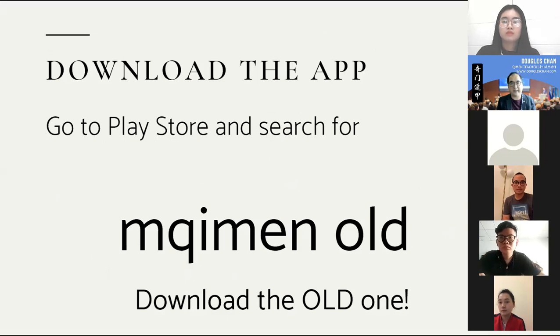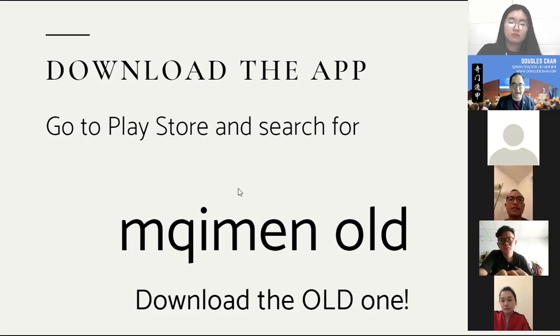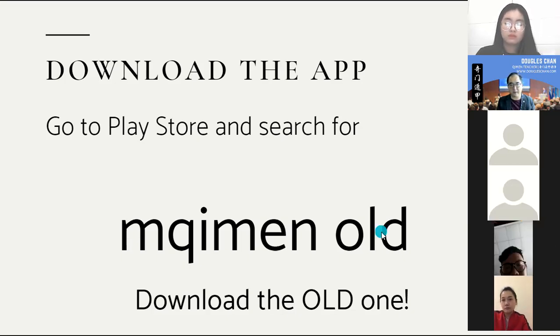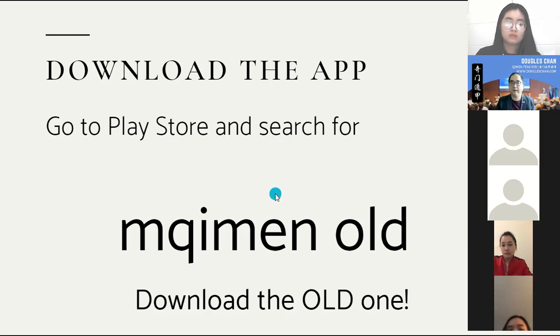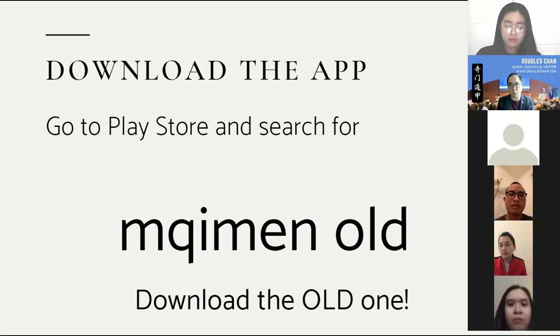Now I need you to get your phone and go search for this particular app. Whether you are an Apple user or Android user, doesn't matter. Just go to the respective place and download Qimen. Download it, but do not try to play with it first. Just download and then start. I'll give you 1 or 2 minutes to download because in some places the internet could be quite slow.